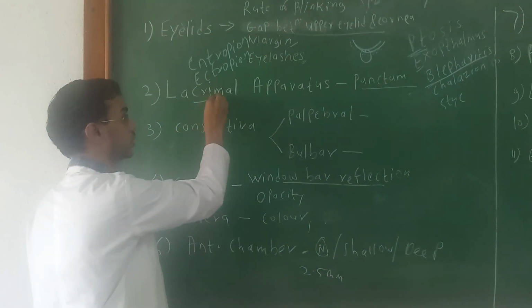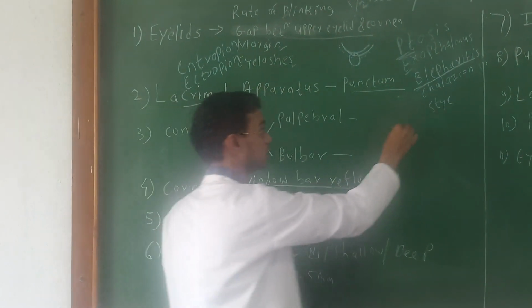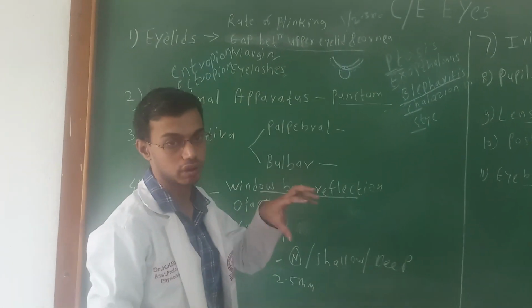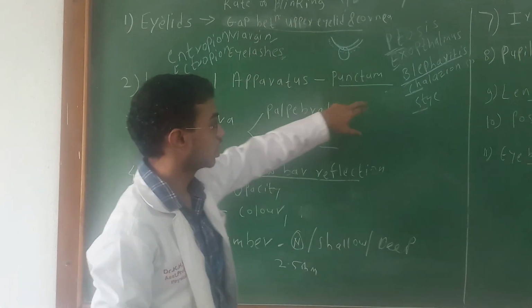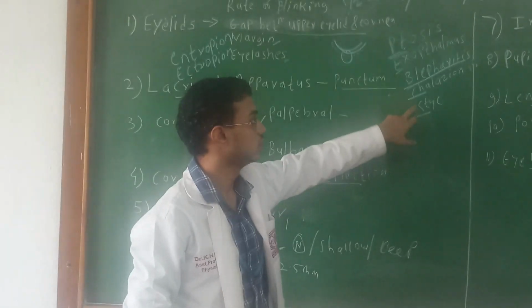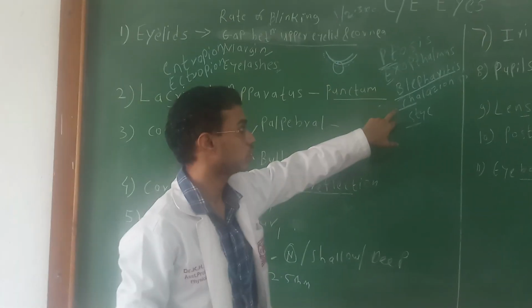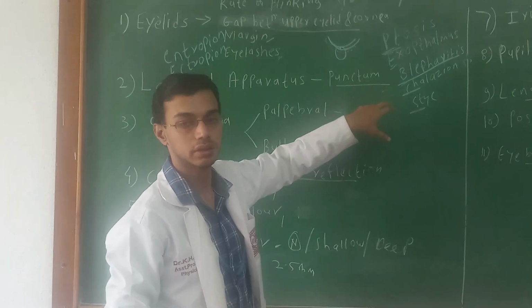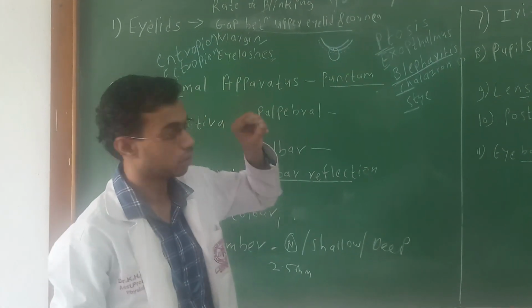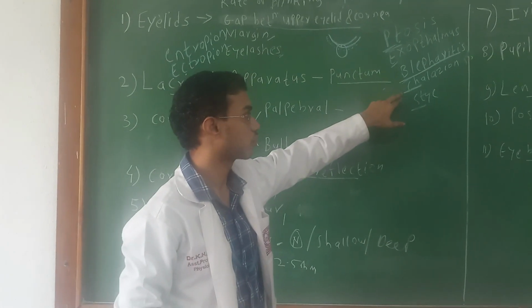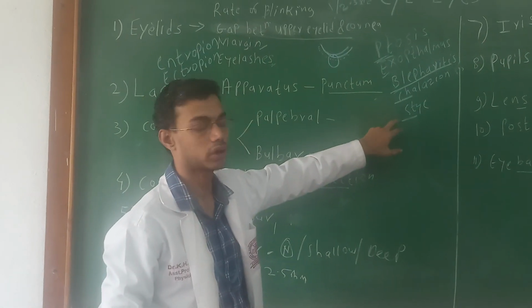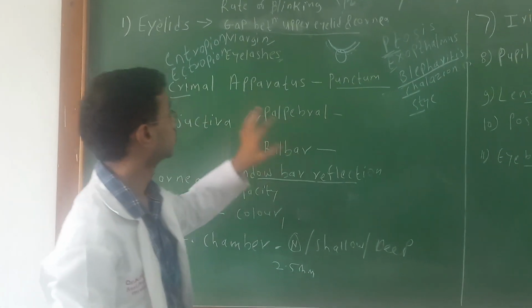Now the lacrimal apparatus. First, chalazion and stye. What is chalazion and stye? This is again an inflammatory swelling over the eyelid. Chalazion is painless while stye is painful. It is because of some glands present in the eyelid. Inflammation of this gland will lead to the typical swelling over the eyelid. If it is away from the lid margin, that is called chalazion; if it is near the lid margin, that is called stye, which is painful. Okay, so this is about the eyelid.